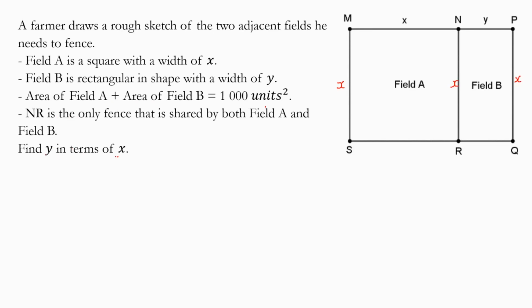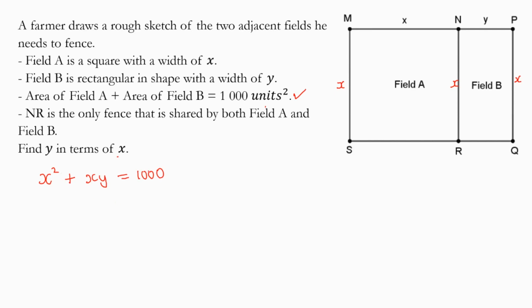So we want to find y in terms of x. We're told that the area of field A plus area of field B is equal to 1000 square units. So let's find the area of field A plus the area of field B. So what's the area of field A? The area of field A is x squared, x times x. So it's x squared plus the area of field B, which is x times y, xy, is equal to 1000 square units.